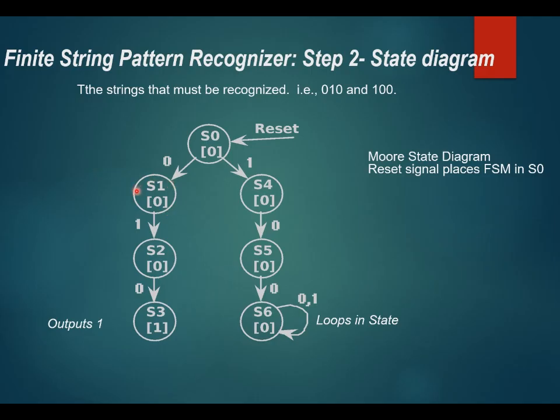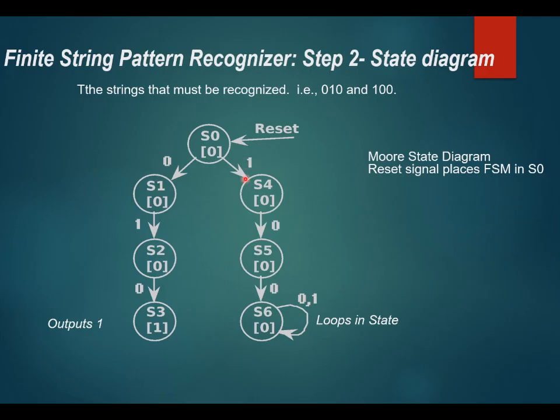At S1, you can put a remark there: S1 means the first bit has been detected. However, if the first bit is 1, that means this is the first bit of the stop pattern, so S4 is the first bit of the stop pattern detected. Then you can draw the partial state diagram. The left side represents 0, 1, 0 detected, and then the output is asserted, output equal to 1. The right side represents the stop pattern 1, 0, 0 detected.